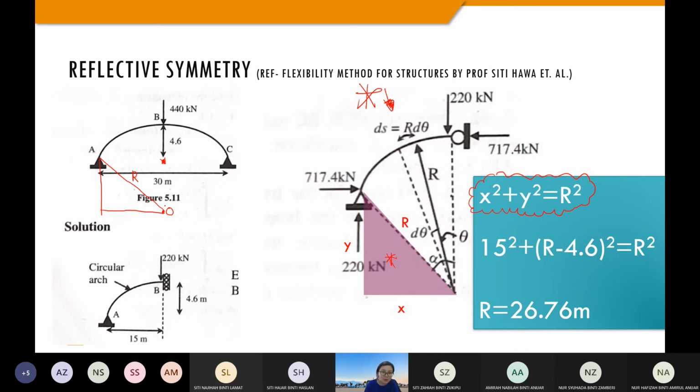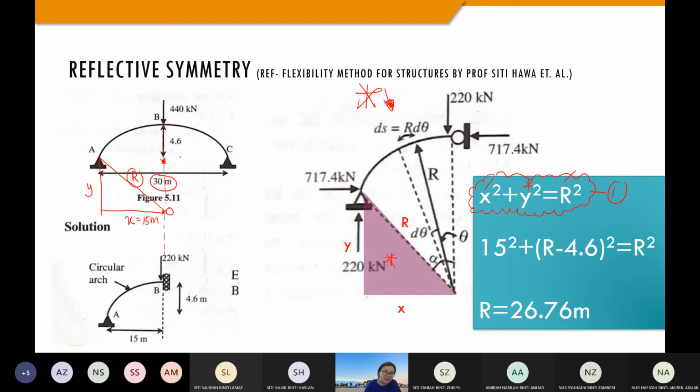Okay, so you can create a triangle here, and this O must be at the center, just down from B. Then you notice that this X is actually half of this 30 meter, because B is at the center, so this will be 15 meter. Okay, next we want to know the Y in order to get the R. If you look at this equation 1, we have X, Y, and also the R. Now we need to make Y known before we can solve for the unknown R.